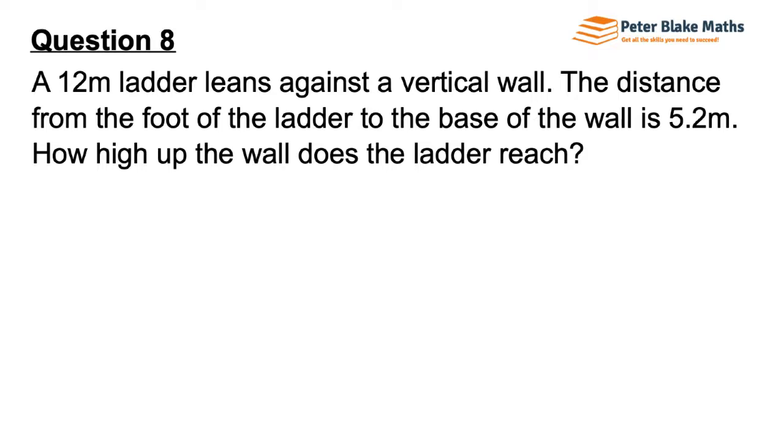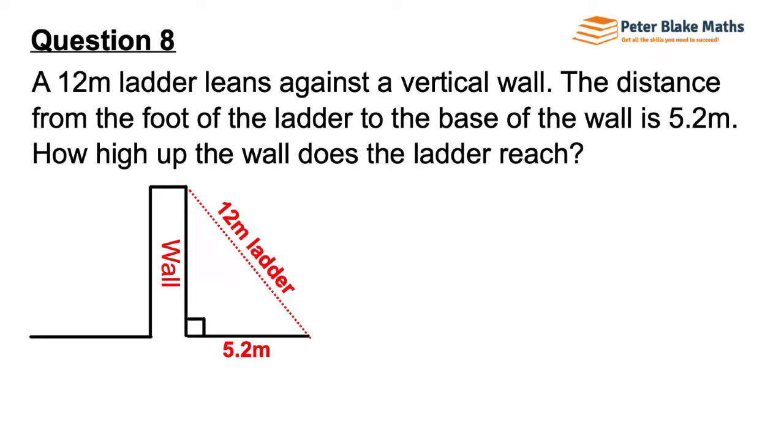Let's get a diagram. We've got a 12-meter ladder leaning against a vertical wall. So we've got a right angle triangle sort of made by that shape. It says the distance from the foot of the ladder to the base of the wall is 5.2. So that's kind of like the base of our triangle. And we need to find out how high up the wall the ladder reaches. So let's put an H for the height there. It would be one of the shorter sides we're finding on the right angle triangle.